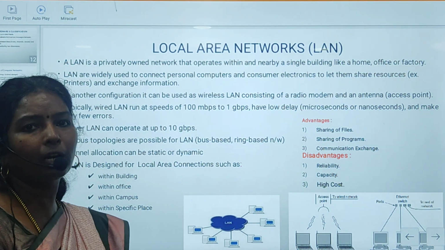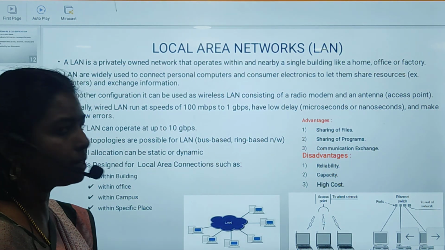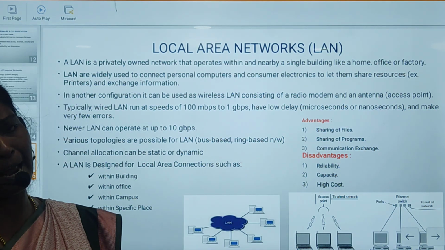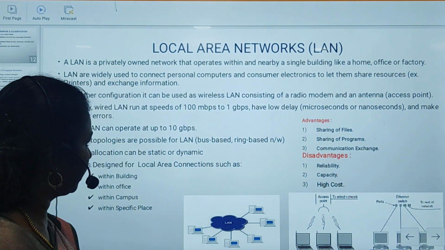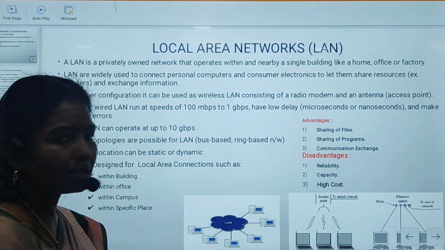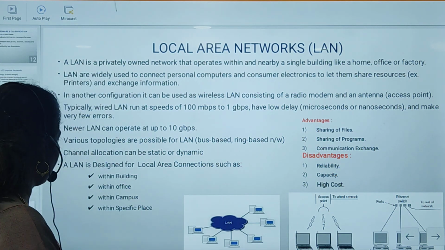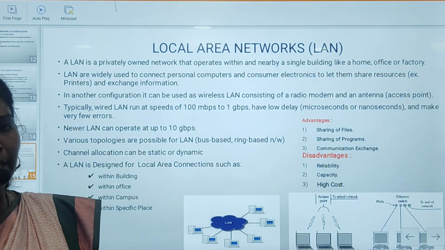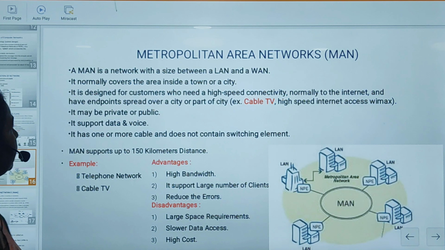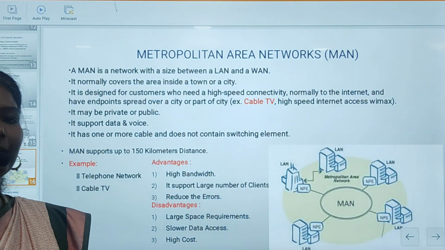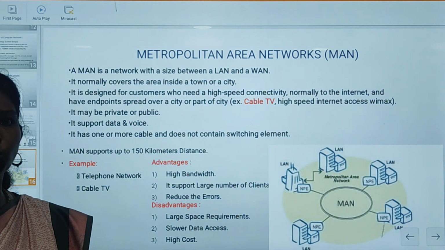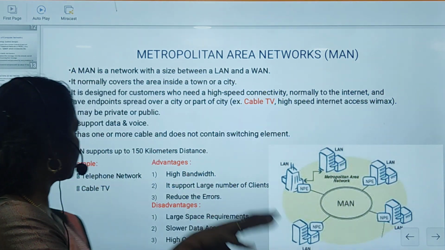But we also know that newer LANs can send data up to 10 gigabits per second. Many different topologies can be used to lay out a LAN. The basic topologies used to construct a LAN are bus based as well as ring based topologies. Here the channel allocation, that is the communication link allocation, may be either static or dynamic. Then the metropolitan area network usually lies between a local area network and a wide area network. It usually covers a particular city or a particular town.